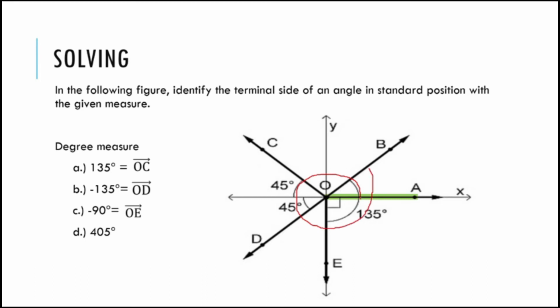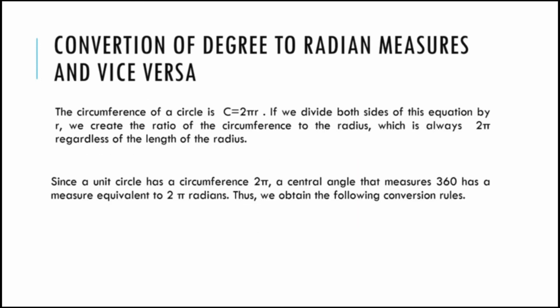Earlier, we stopped here because we made a full 360 degree rotation. But since it is 405, and 405 minus 360 is 45, we added an extra 45 degrees. And so the terminal side of the angle with the degree measure 405 is ray OB. And so we can now move on to the conversion of degree to radian measures and vice versa.